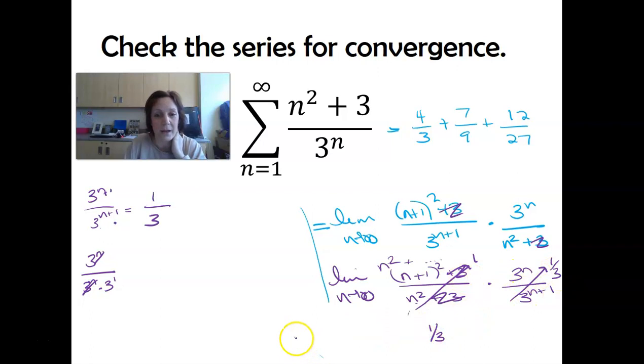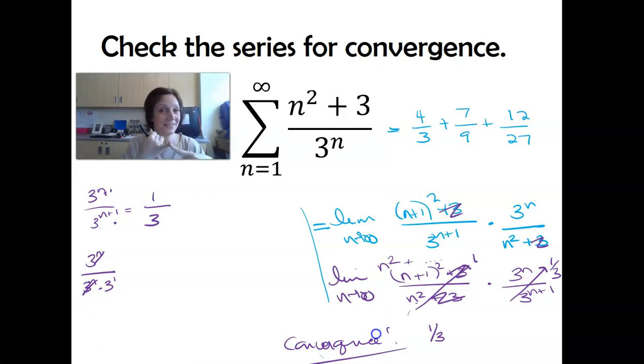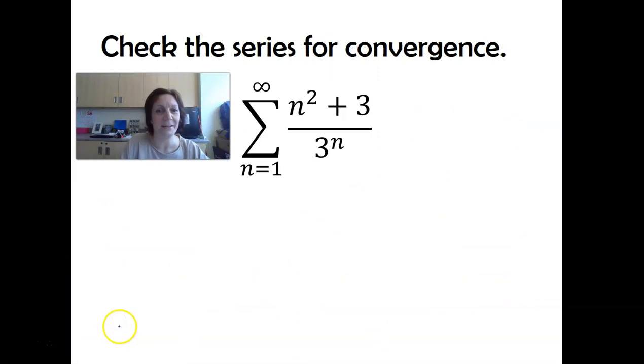That's less than 1, I have convergence. Period. It converges. I didn't have to come up with another series. I didn't have to write any sentences. I just had to do one little limit. And I have an answer. And I don't even have to do any interpreting. It's less than 1. Done.